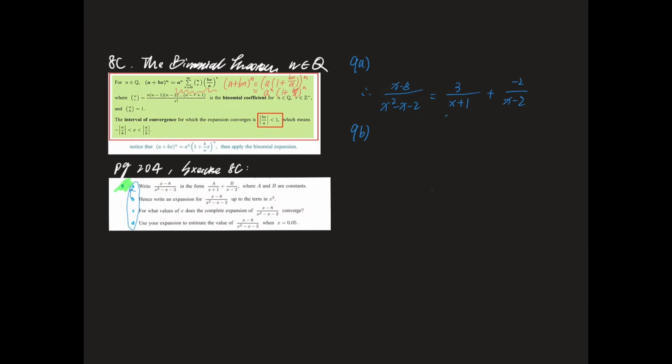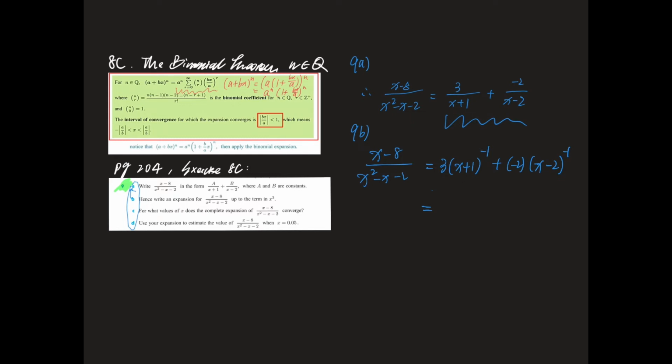So we know the expression already becomes this, but we just need to rearrange it to make it in the form of a plus bx to the power of n, right? So how do we do that? Let's have a look. Everything on the left won't change. And how about on the right hand side? So the first part will become 3 times x plus 1 to the power of -1 plus -2 times x minus 2 to the power of -1. So it's a negative power.